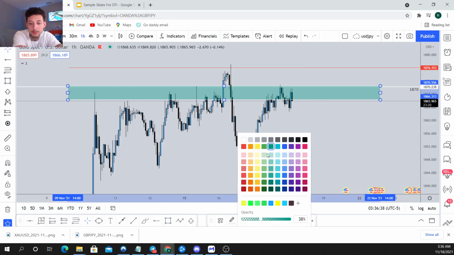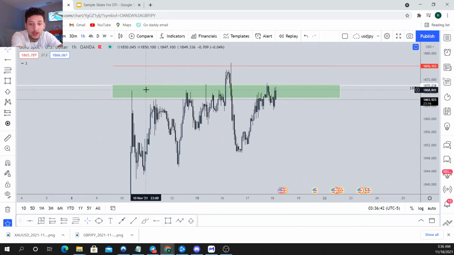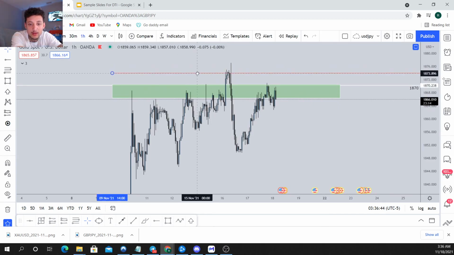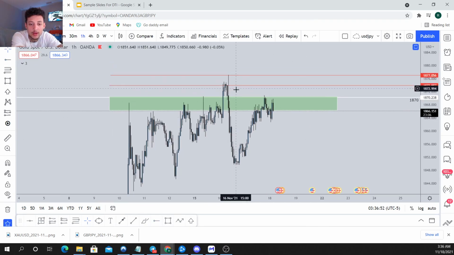Let's make it green here. So in green, I want to say probably right here, in between these two areas. Whatever's in red is typically going to be where you're going to find stop losses. Whatever is in green are going to be a bunch of sell orders.